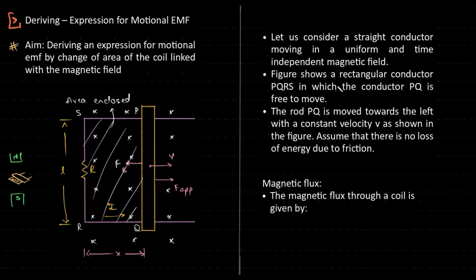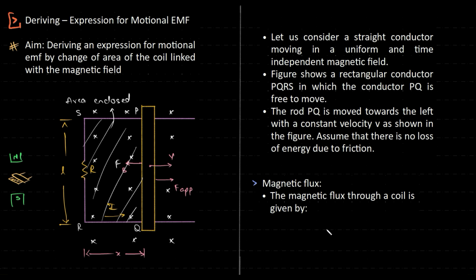So let's consider a straight conductor moving in a uniform and time independent magnetic field. So it's constant. The figure shows a rectangular conductor PQRS, in which the conductor PQ is free to move. The rod PQ moves towards the left with a constant velocity v as shown in the figure. Assume there is no loss of energy because of friction. Again, we're looking at an ideal scenario.